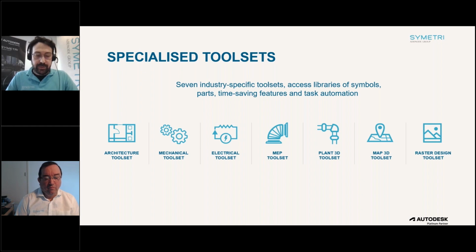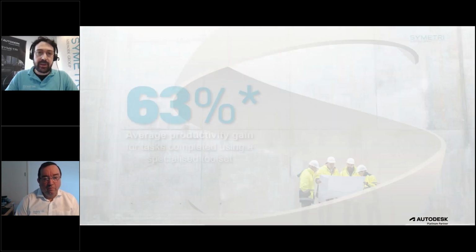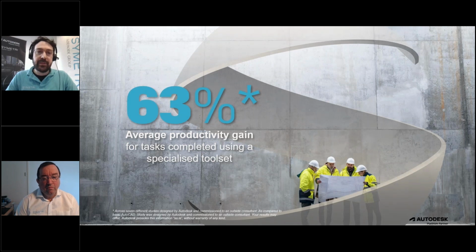I'm just going to give you one number, and this number is 63%. It is how much you can gain in productivity with one of these tool sets. This number is coming from studies that Autodesk commissioned from an outside consultant, and it is a really good number because you can gain up to 63% in productivity using one of those tool sets. I found this pretty cool in particular.